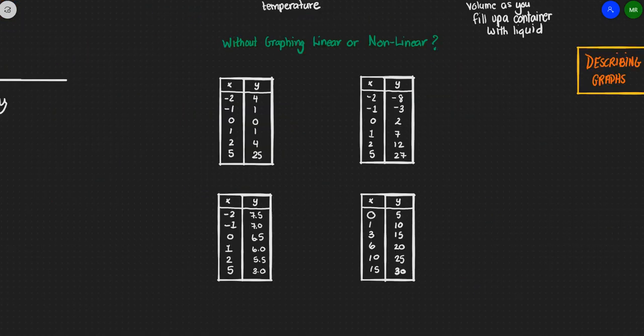Okay, so let's look at these tables of values here. And from the table of values, without graphing them, we're going to decide if these are linear or nonlinear. So looking at the first one here, I'm going to look at how the x variable changes with each line. And then I'm going to look at how the y changes. If this were a linear relationship, the y will change at the same rate every time the x changes at the same rate.